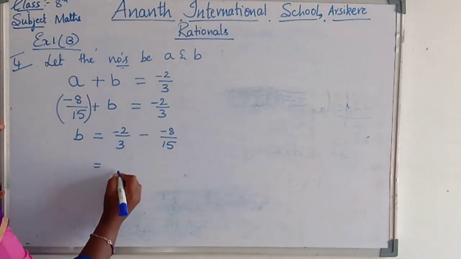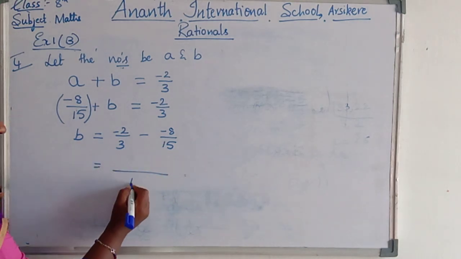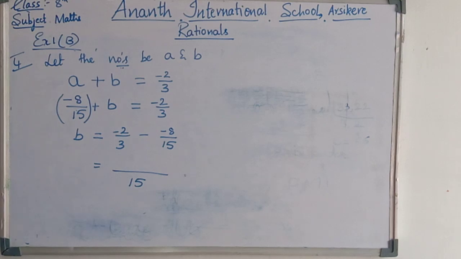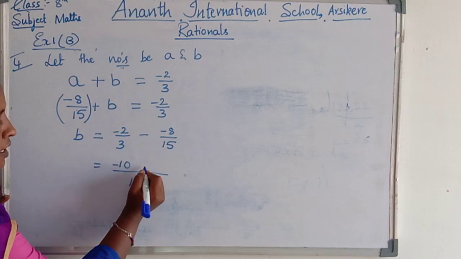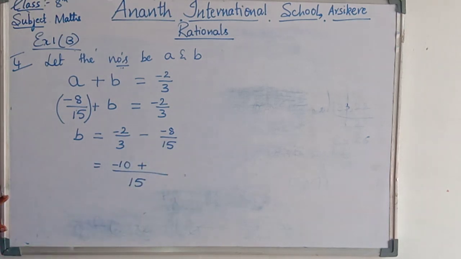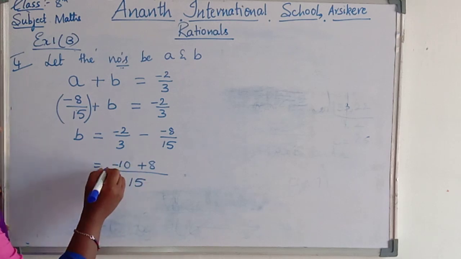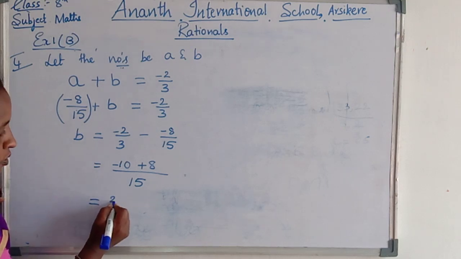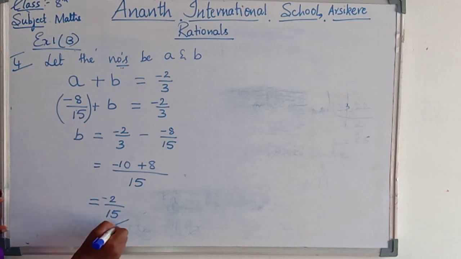Now we will see 3 and 15. Both the denominators are different here. When you take the LCM, it will become 15 only. 3 how many times 15? 5 times. So 5 2s are 10. Minus into minus is plus. 15 how many times? 1 time. So 1 8s are 8. So plus into minus is nothing but minus. 10 minus 8 is nothing but 2. 2 divided by 15. Here the bigger number is 10, so you have to write minus 2 by 15.